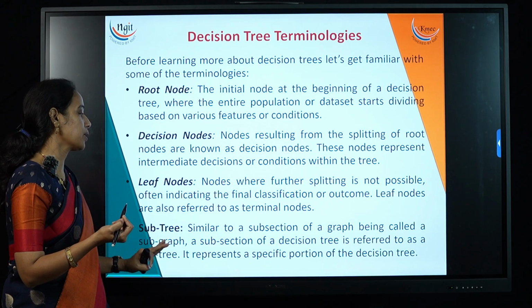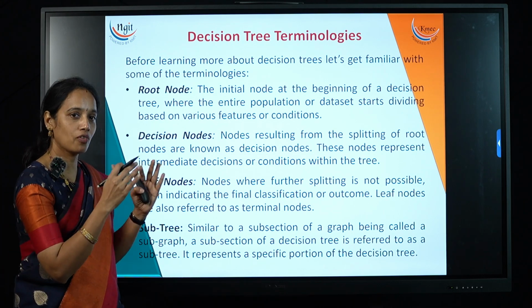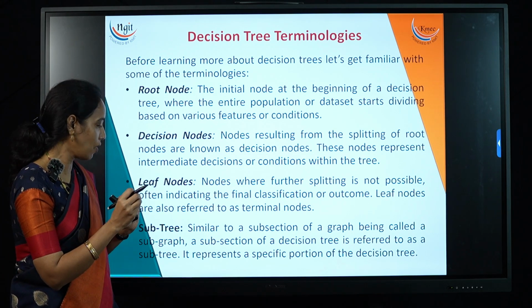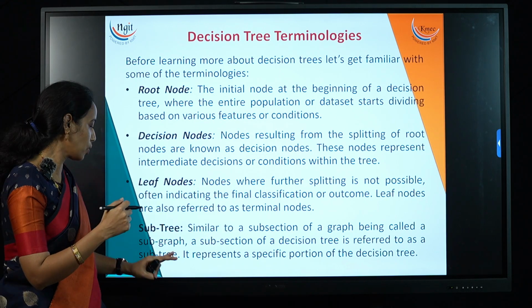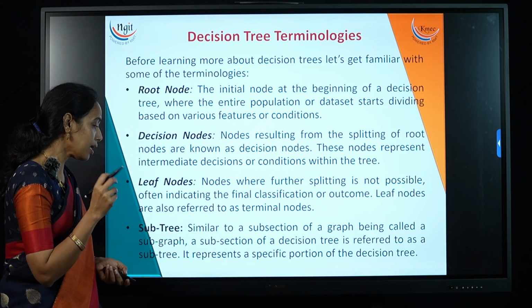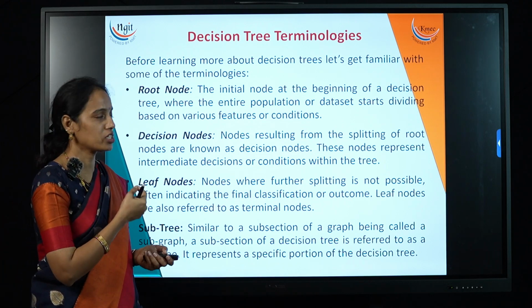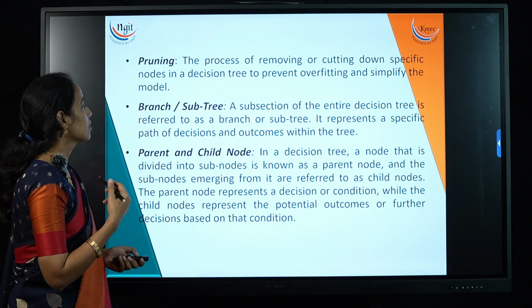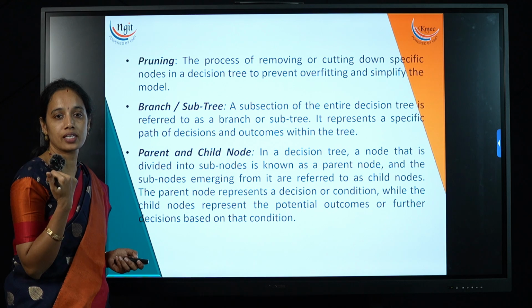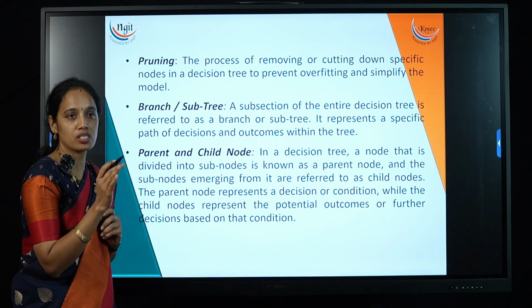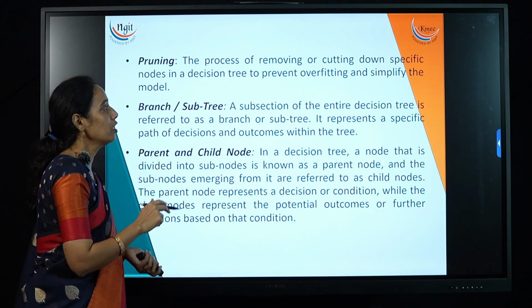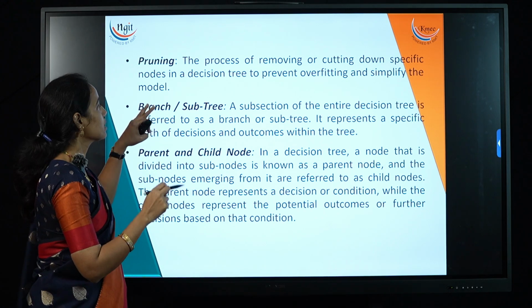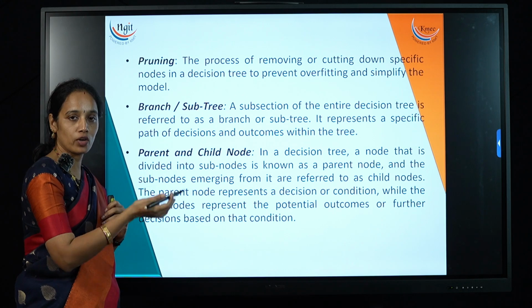Then the subtree: similar to a subsection of a graph, a subsection of a decision tree is referred to as a subtree. That means it represents a specific portion of the decision tree. Then one more important terminology in decision trees is pruning. That is the process of removing or cutting down some specific nodes in a decision tree to prevent overfitting and simplify the model. We generally go for this pruning.